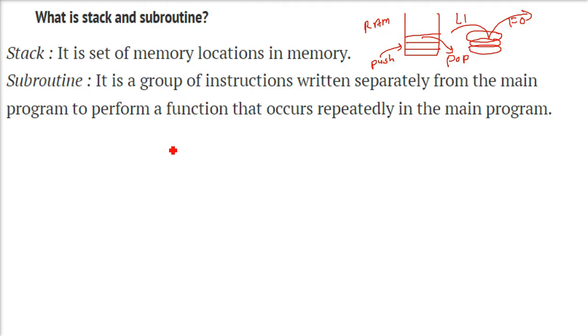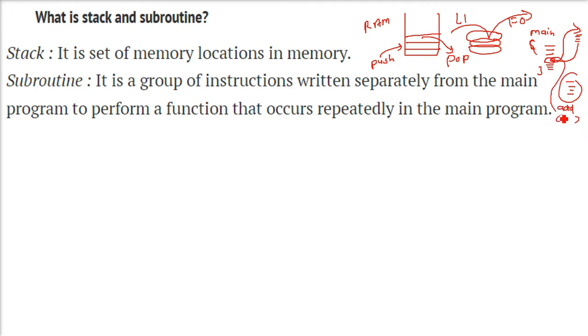The stack is a set of memory locations. But subroutine is when you have a main program, and there are certain tasks which are to be repeated again and again. Rather than writing that code again and again, we can make a function, which in microprocessor language we call a subroutine. Control goes to the subroutine and comes back. A subroutine is a group of instructions written separately from the main program to perform a function that occurs repeatedly in the main program.